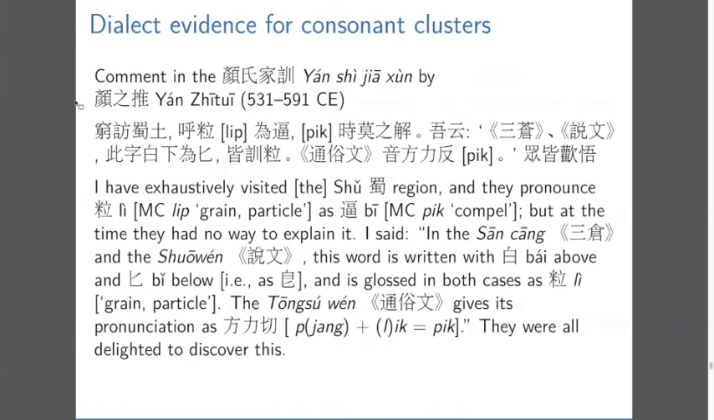And here's another example where I will sort of skip over the details, but basically a guy travels to a certain area and they pronounce a word that he pronounces as lip. They pronounce it like pick. So this is maybe good evidence for a consonant cluster, something like prick in Old Chinese.